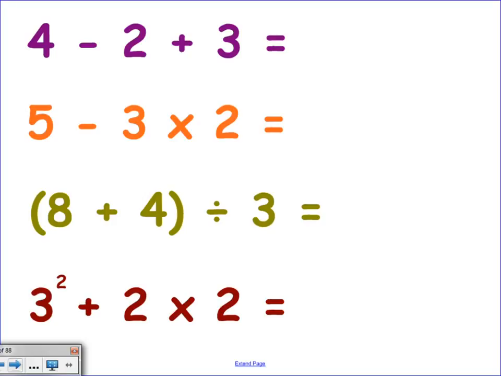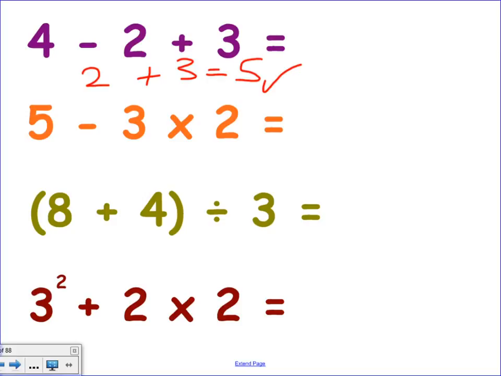Okay. So the first one, what are we dealing with up there? What are the functions that we've got? We've just got addition and subtraction. So what does our rule say that we have to do with addition and subtraction? Go from left to right. So the first thing I have to do is 4 minus 2, which is 2, and then add the 3, which is the correct answer. Notice if you did the addition first, because in your head you think addition is before subtraction, you'll get a totally different answer. Yeah? So addition and subtraction are at the same level.